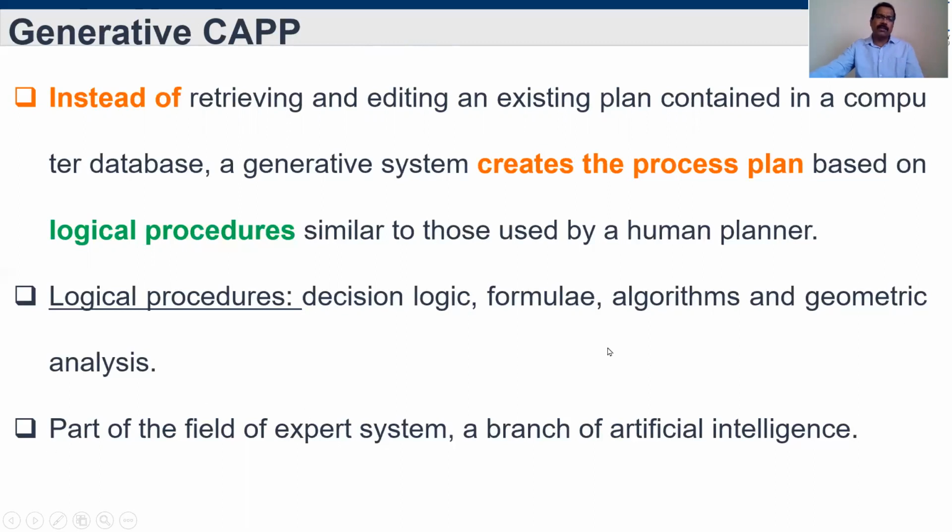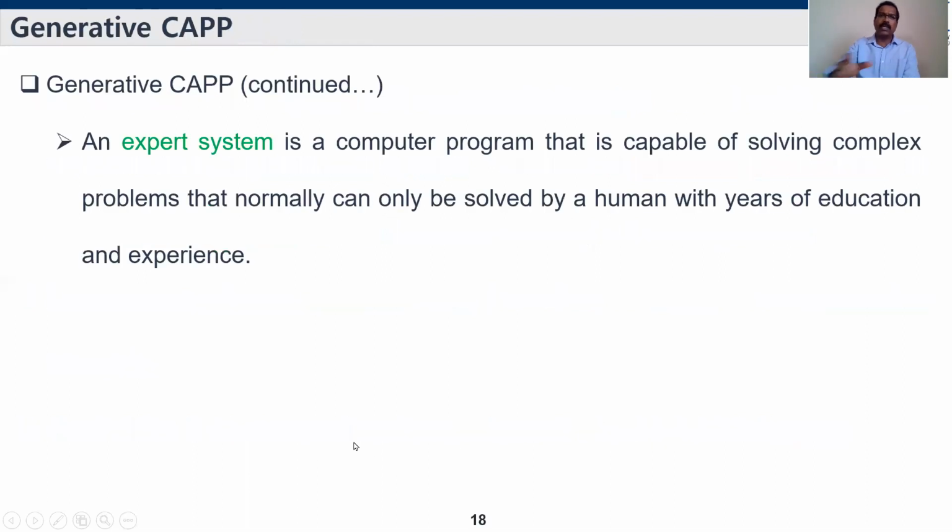So in this concept, logical procedure comes under the field of expert system. The expert system comes under artificial intelligence. So one branch of artificial intelligence is expert system. What is meant by expert system generally? I'm not going to discuss expert system in more detail here, but generally we should understand what it is.